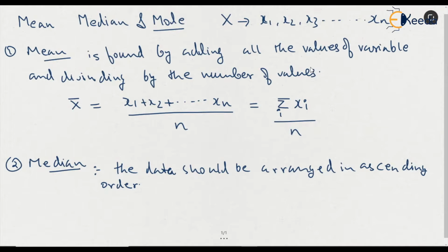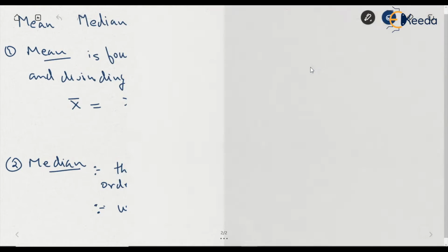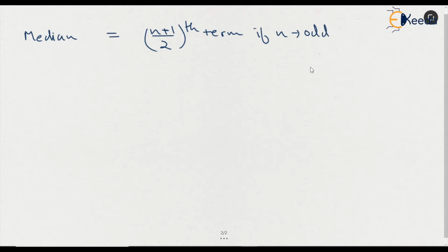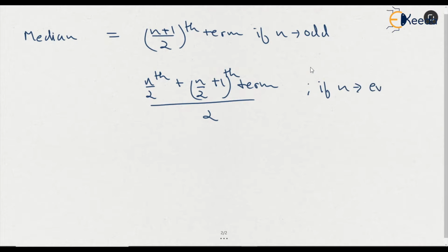And we can find it. Let's say the number of values is n, then median is given as the (n plus 1) by 2th term if n is odd, and it is given by the (n by 2)th term plus the (n by 2 plus 1)th term, divided by 2, if n is even.